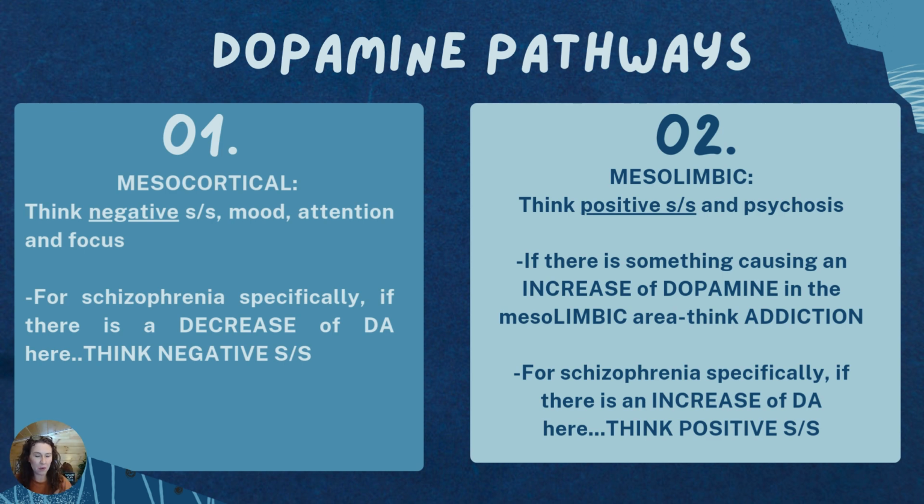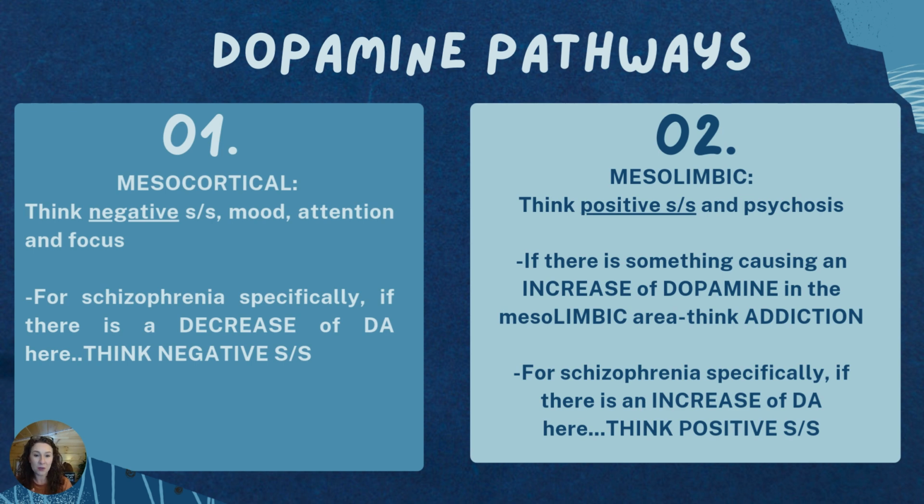This is how I remember it. Cortical being that last word there. So when you think of mesocortical, you're going to automatically think the negative signs and symptoms of schizophrenia. So what are negative signs and symptoms of schizophrenia? Right, we're going to get the depression, anhedonia, that flat affect, low mood, lack of attention, lack of focus, all of that. Those are negative symptoms. So when you think mesocortical, think cortical thinking, all of that negative.